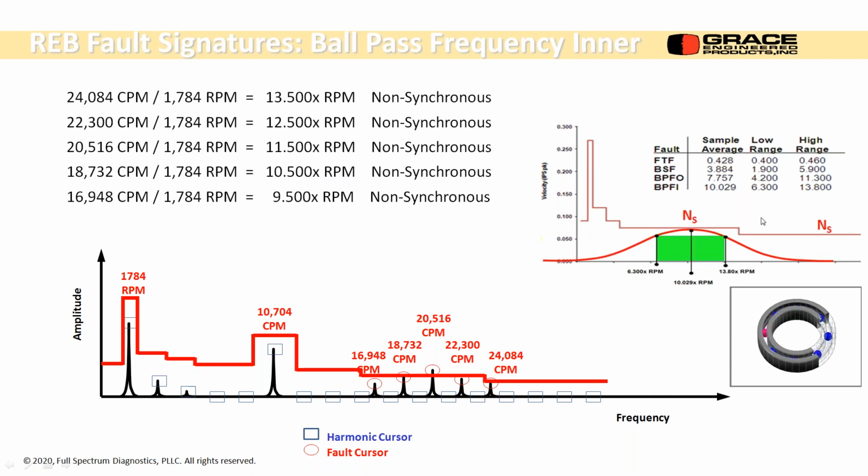It's a non-synchronous frequency in the right range, and it modulates at 1 times RPM because it's going in and out of the load zone every revolution. If this bearing is vertical, down in the lower part of the bearing it gets more load than at the top, and that pattern repeats every revolution. You'll get a modulation at 1 times RPM, and it shows up as sidebands spaced at 1 times RPM.